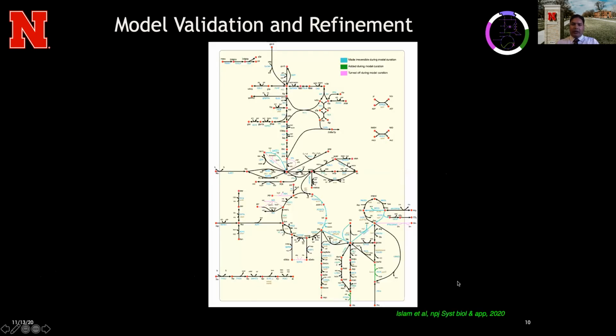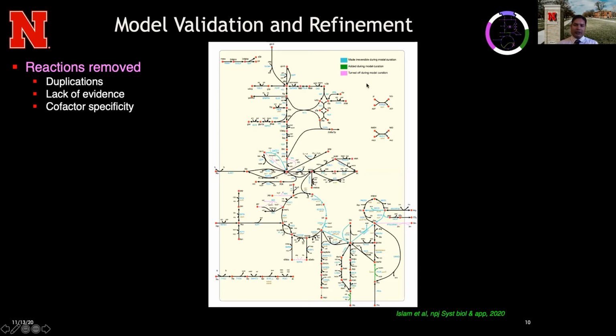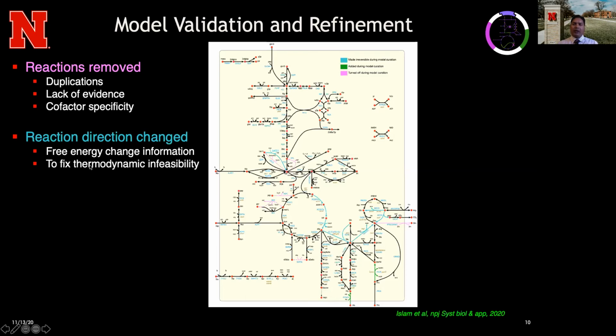In this figure, the map of central metabolism in Staphylococcus, I have highlighted the reactions in different colors to denote addition, change, or removal during the model refinement process. I removed some of the reactions to eliminate duplicates, or when there was no evidence of a reaction to be present, or when we had the correct cofactor specificity information for a particular metabolic conversion. I also changed the direction of some reactions when we had free energy change information or to fix any thermodynamic infeasibilities. With new annotation information and to complete some known pathways in Staphylococcus, I also added a few reactions in the model.